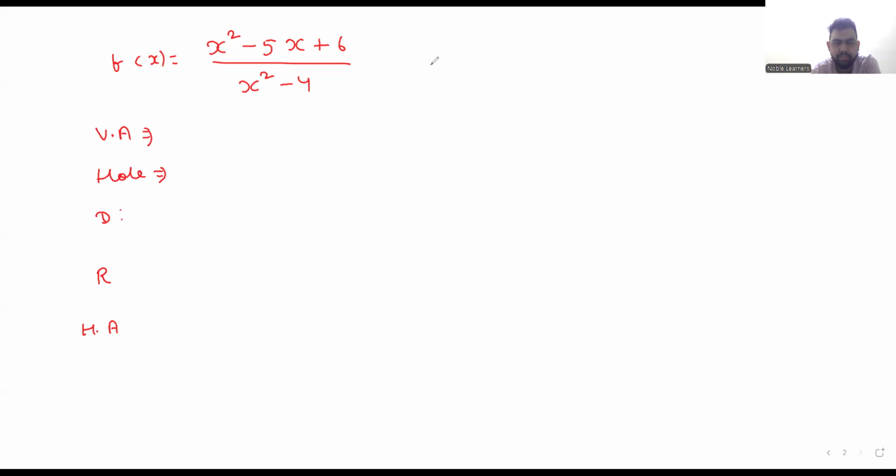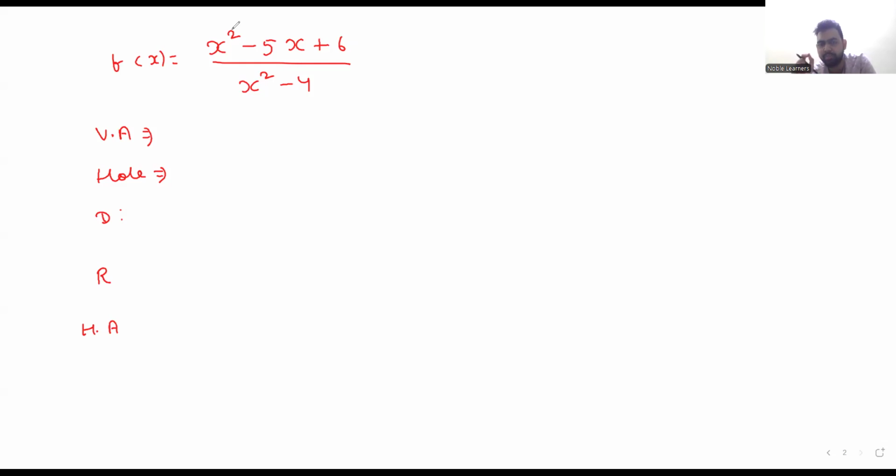So can we say x is equal to 0? No, for finding the range, we find the horizontal asymptote, right? So how do we find the horizontal asymptote? Which case is this? Case number one, case number two, case number three.